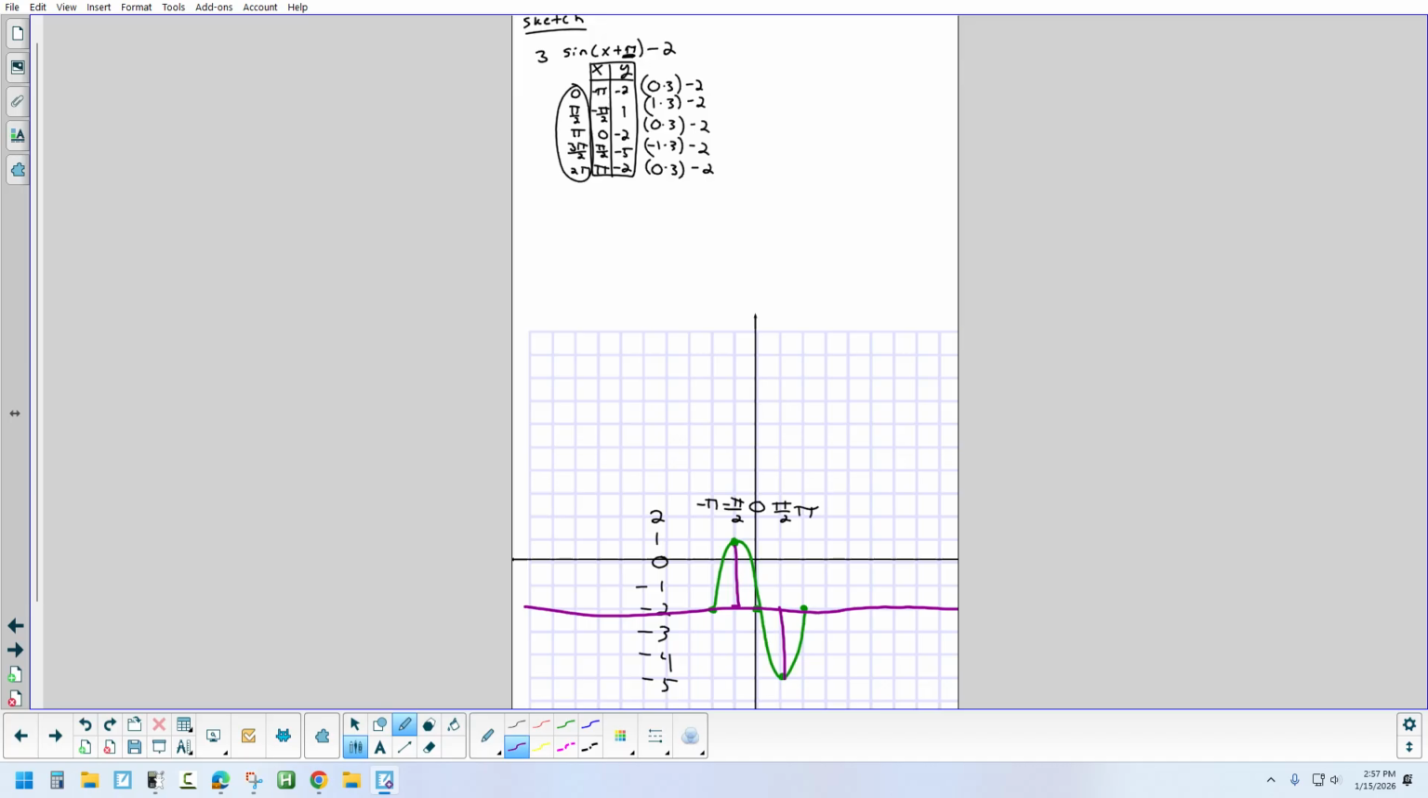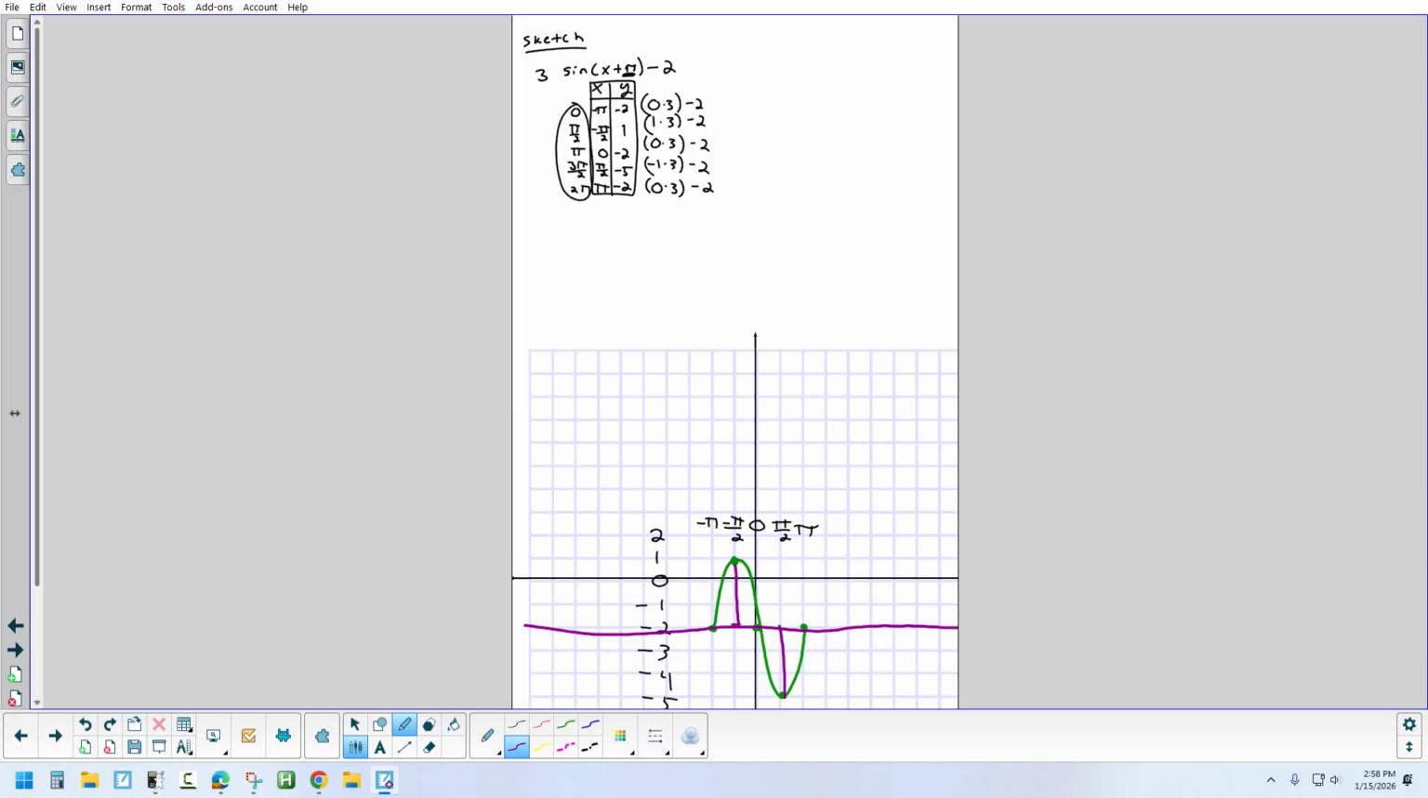What is the highest y value we get? In other words, what's the maximum? 1. Yep. And what would be the minimum? What's the lowest y value we get? Yep, negative 5. And we'll do one more thing. What's the period of that?